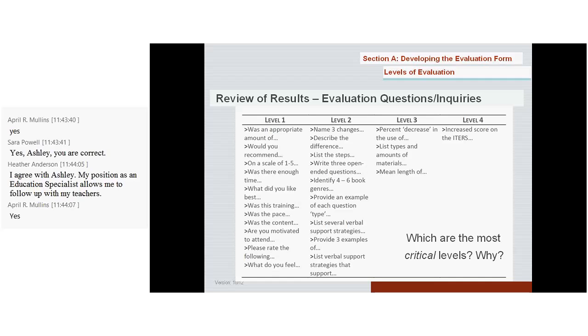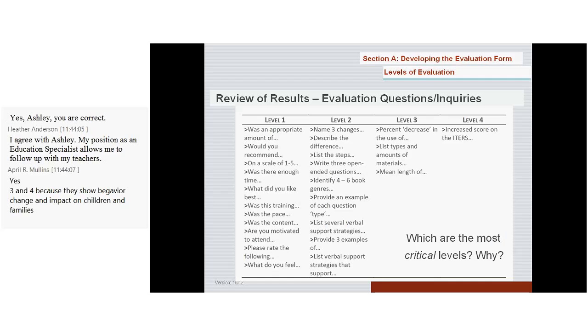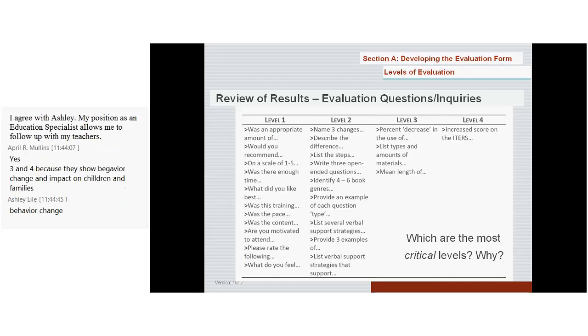I think the participant learning is. Okay, 1 vote for participant learning. How about the rest of you? I agree. Anybody else? Somebody says 3 and 4 because they show behavior change and impact. I think they're all critical, personally. Yes. Okay. Honestly, this isn't a trick question.